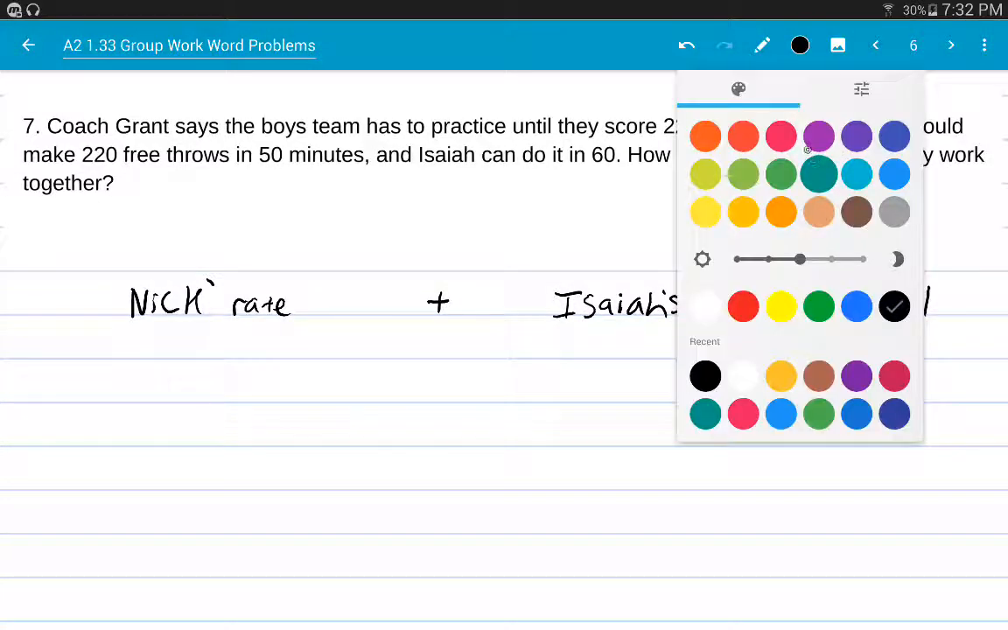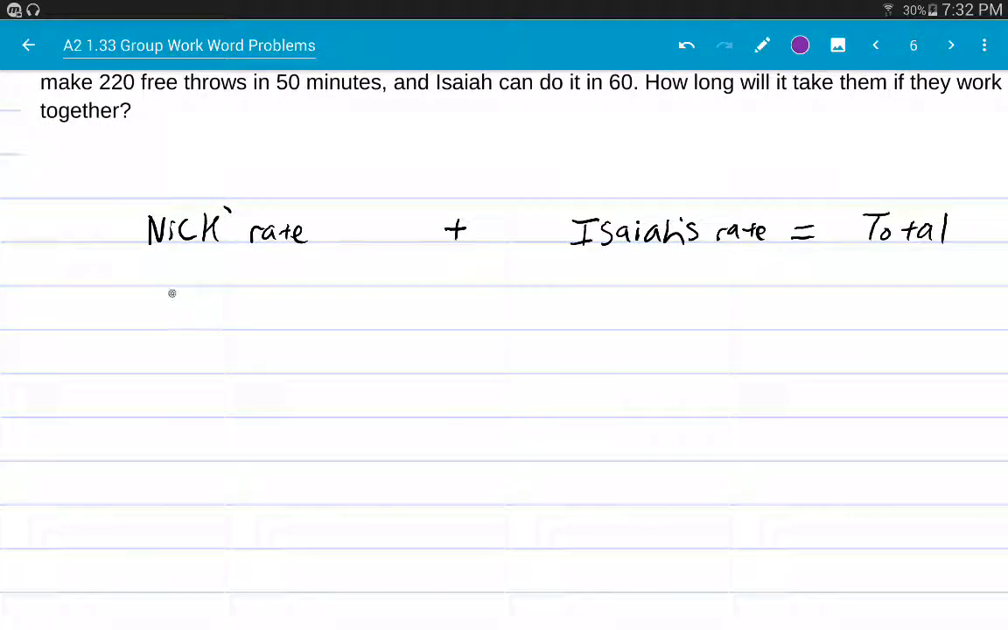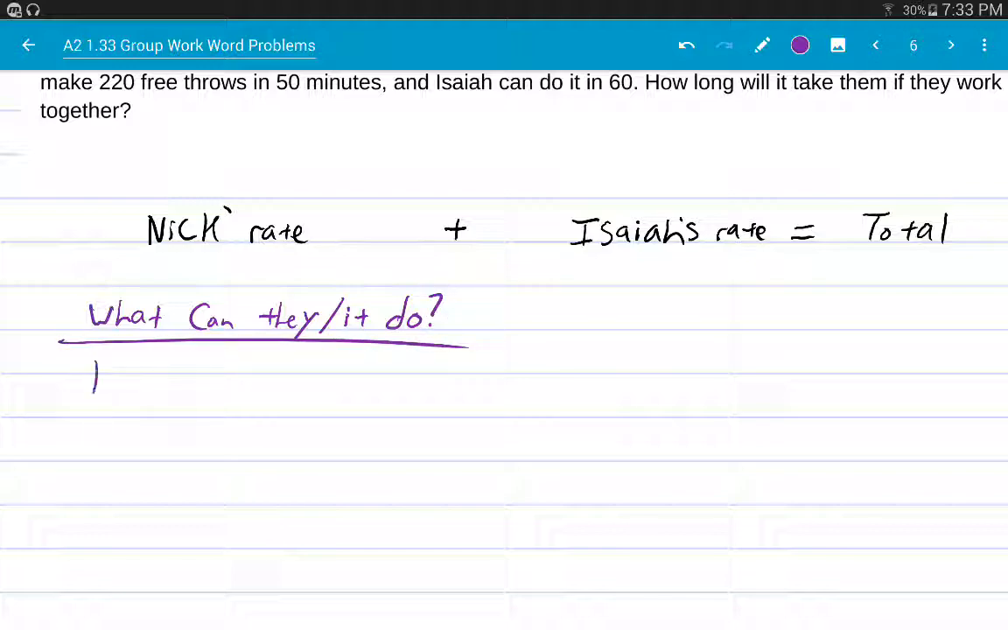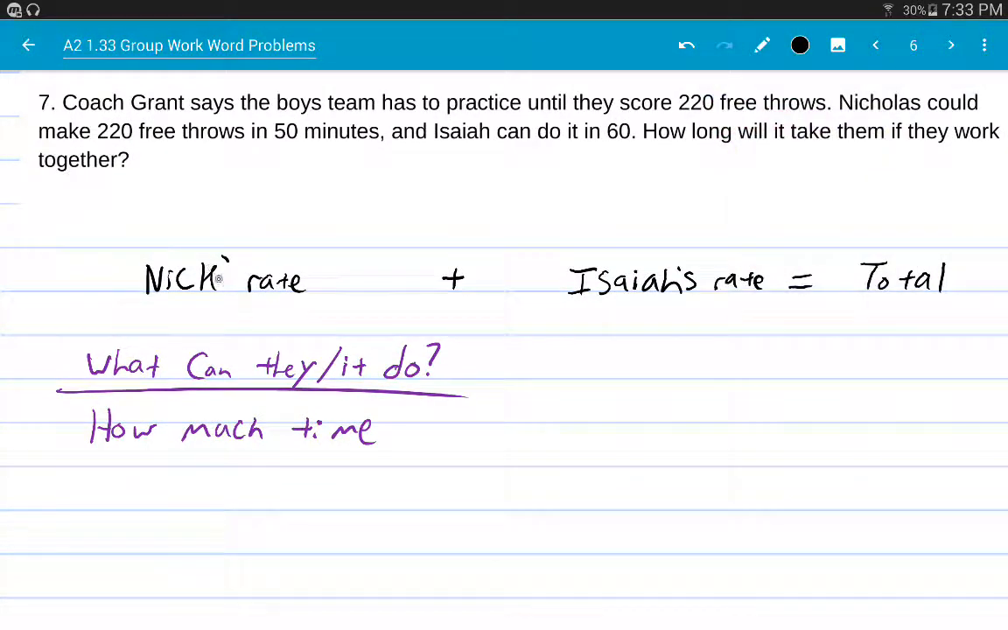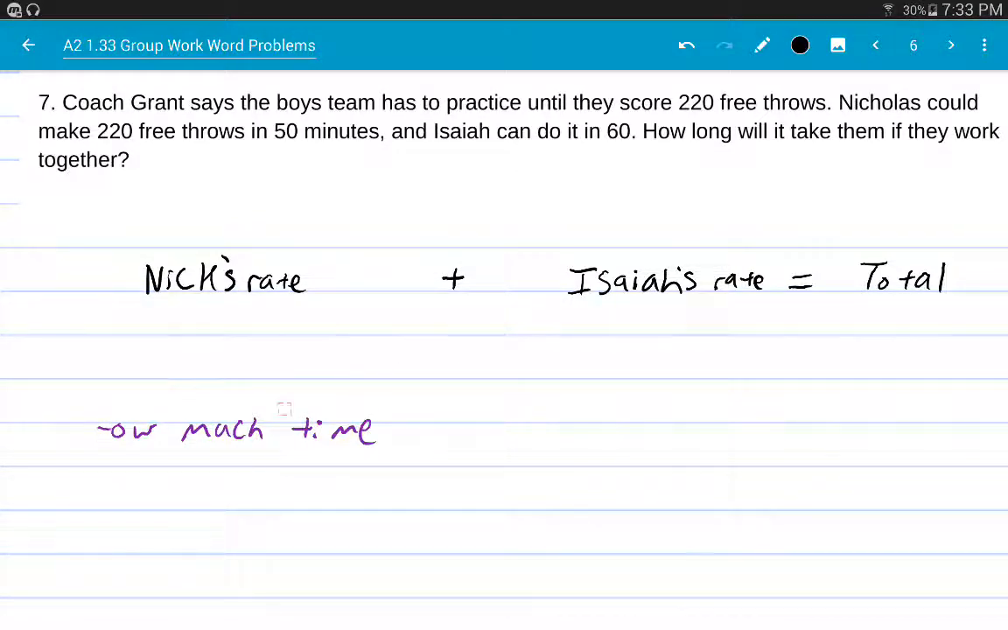Now, what can Nick do? The format that we typically use for this is, and I'll write this out and then I'll delete it. This is a general flow. The fractions are always going to be what can they do and over how much time does it take. So in this case, Nick's rate is that he can do 220 free throws over 50 minutes.